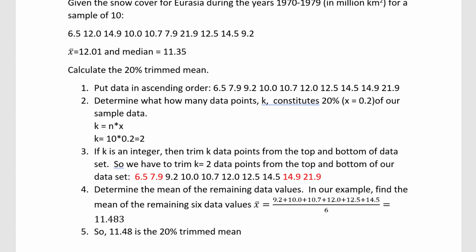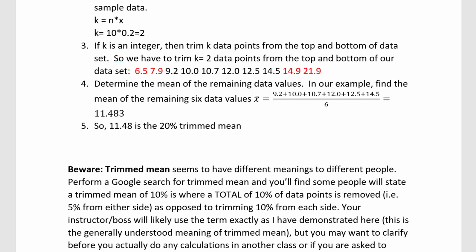Now something to be aware of. Trimmed means seem to have a different meaning to different people. If you just perform a Google search for trimmed mean, you'll find some people will state a trimmed mean of 10% is where a total of 10% of the data is removed. That is 5% from each end, as opposed to trimming 10% from each side. So in our example, for the 20% mean, they would say you need to trim 2 data values. So they would just take 1 from the top end and 1 from the bottom end. So be very careful. That's not the usual meaning of a trimmed mean.